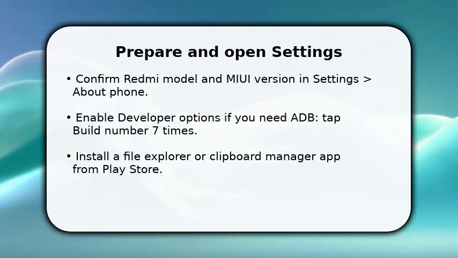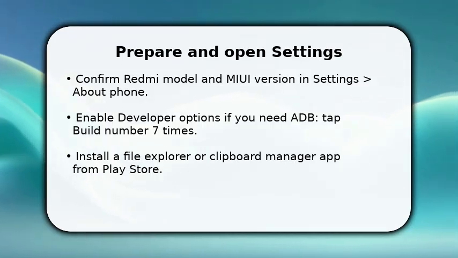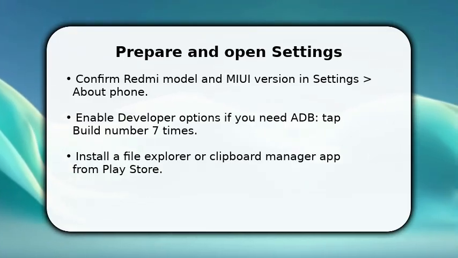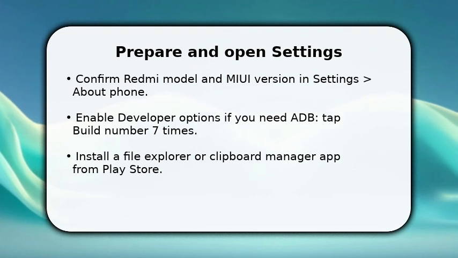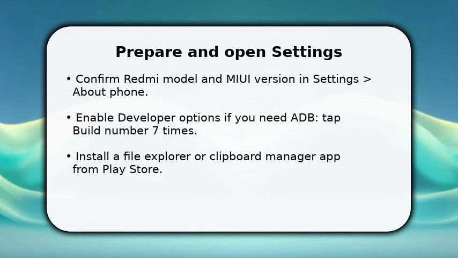If you intend to use ADB for deeper recovery, enable developer options by tapping build number 7 times, then connect to your PC. Install a trusted Clipboard Manager or File Explorer app now so you can save recovered items. Once done, make sure USB debugging is enabled if using ADB and proceed to inspect the clipboard area.